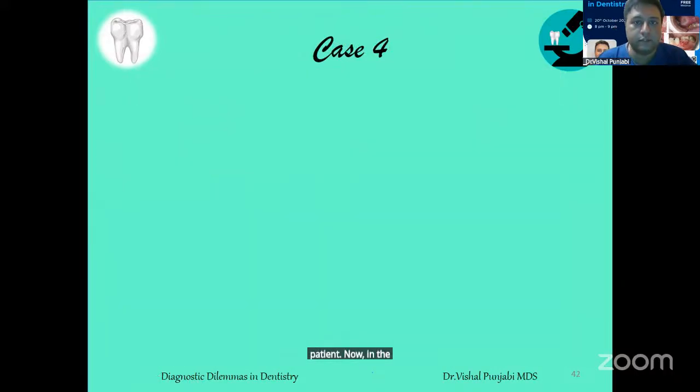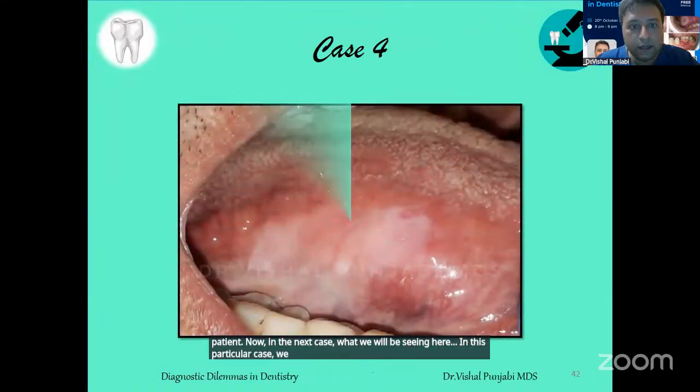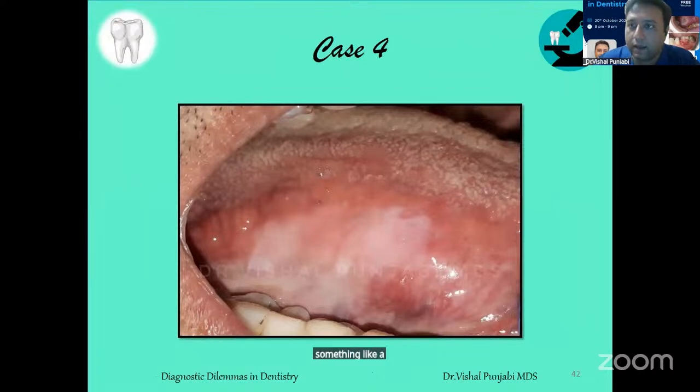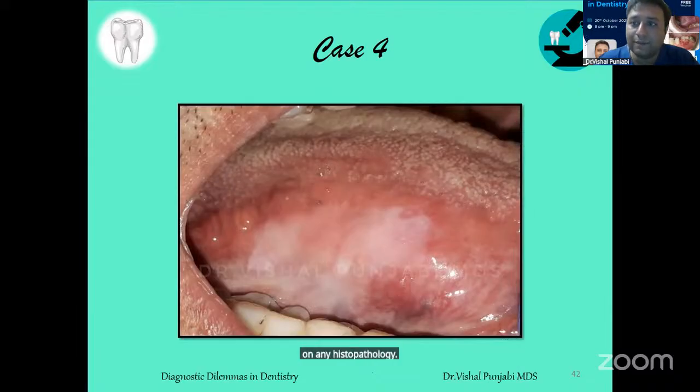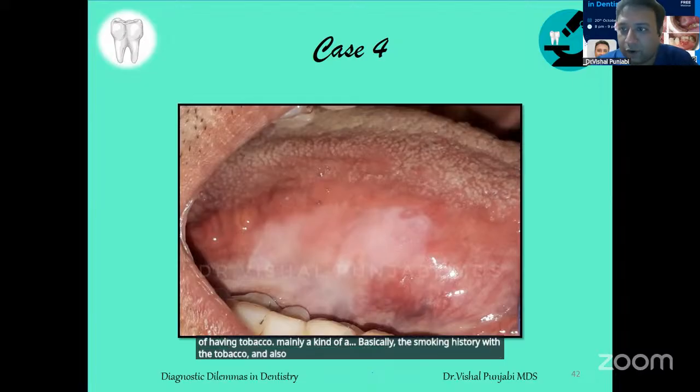Now, in the next case, in this particular case, we will be seeing something like a leukoplakia. And whenever we talk about leukoplakia, it is a clinical diagnosis. We don't call leukoplakia on any histopathology. Leukoplakia literally means a white patch. Now, this particular patient, yes, they had a history of having tobacco, mainly the smoking history with the tobacco, and also having pan masala on and off.